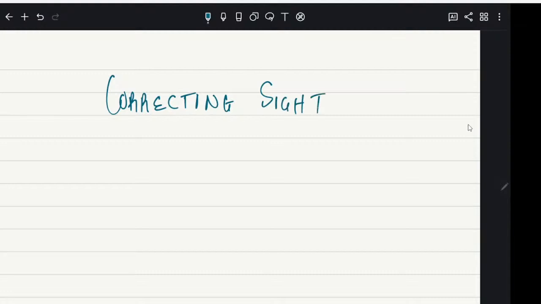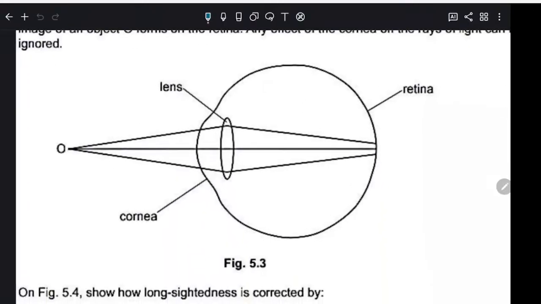Correcting sight. If we are talking about correcting the sight, there are two types of problems that people can have. A person can have short-sightedness and a person can have long-sightedness. Here is what happens. Your eye is like this. Let's just put the diagram of your eye. It's just a circle, right? With something like that.